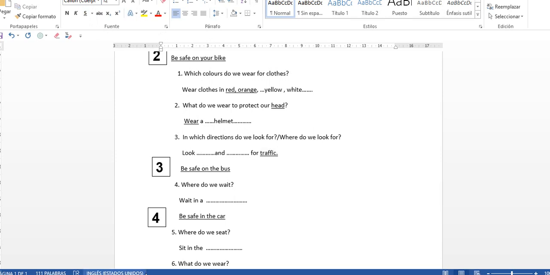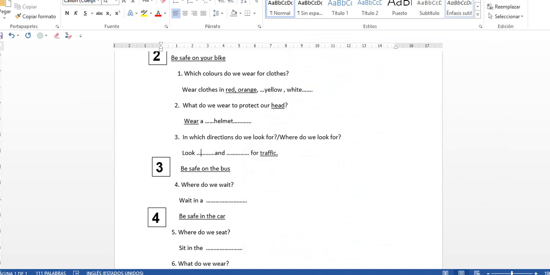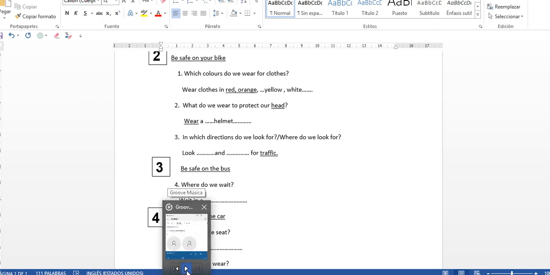Or maybe look. Let's listen. The paragraph is 2. Yellow, white. Don't wear black or brown. Cars, buses, and lorries can't see you. Wear a helmet. Don't cycle on busy roads. Look left and right for traffic. Don't listen to music. Stop.